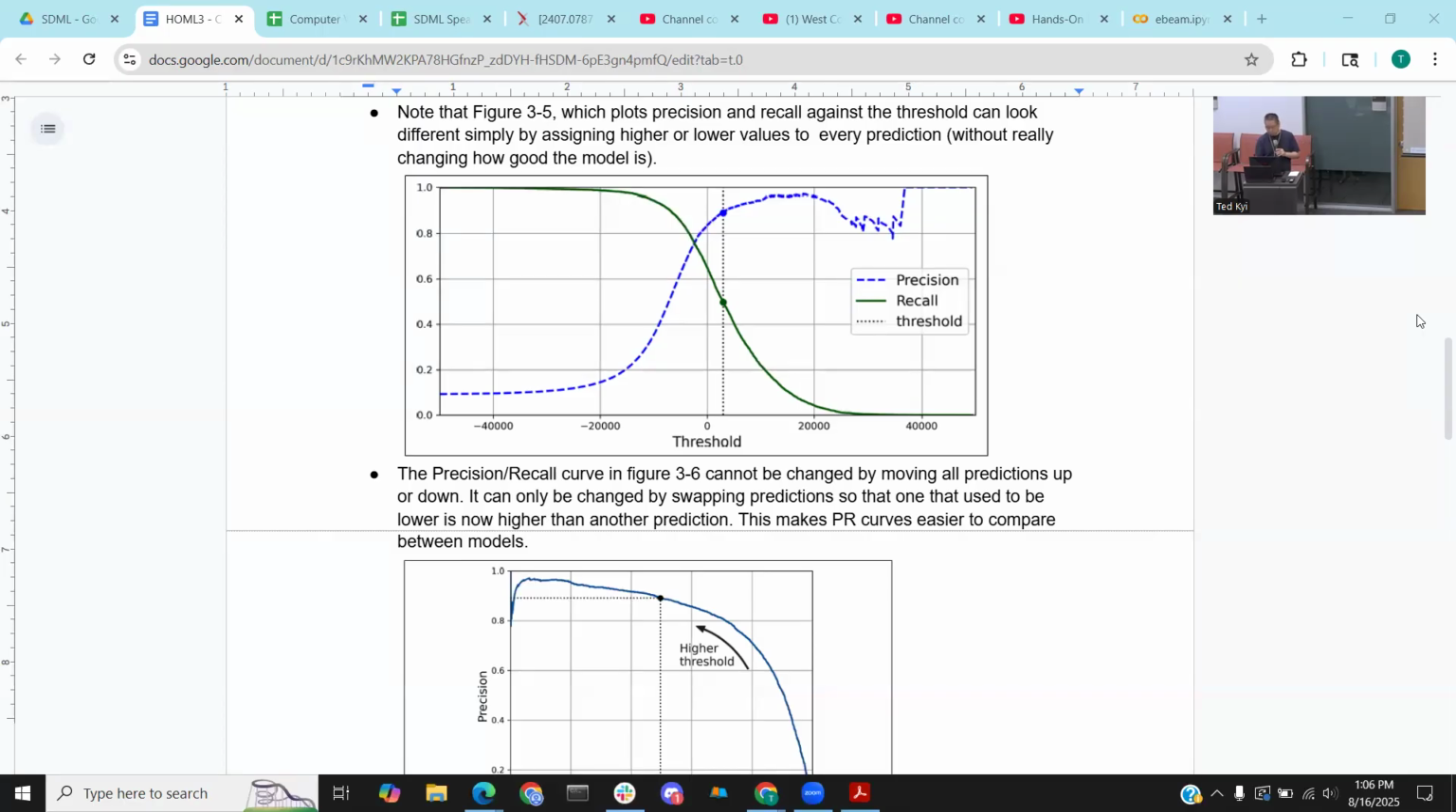Great. Thanks for the additional color in the chat. New message. Cool. All right. Any other question about precision recall and PR curves?